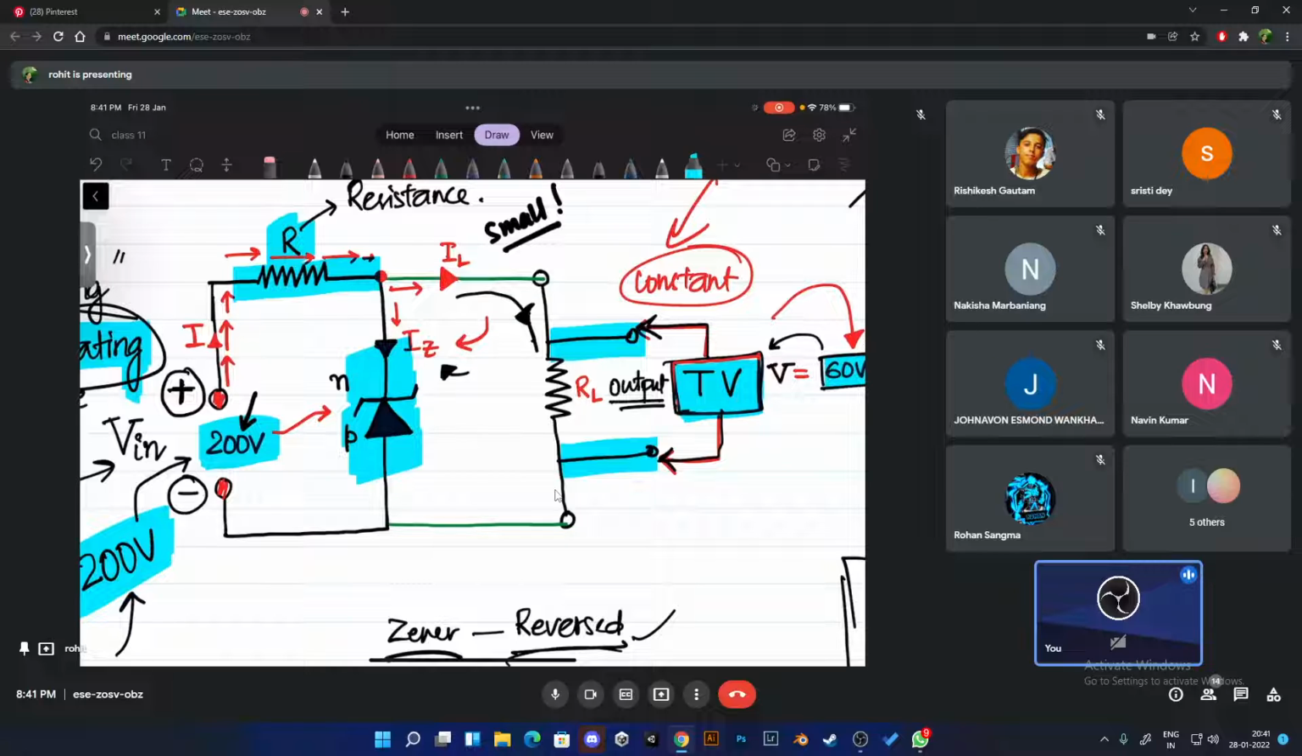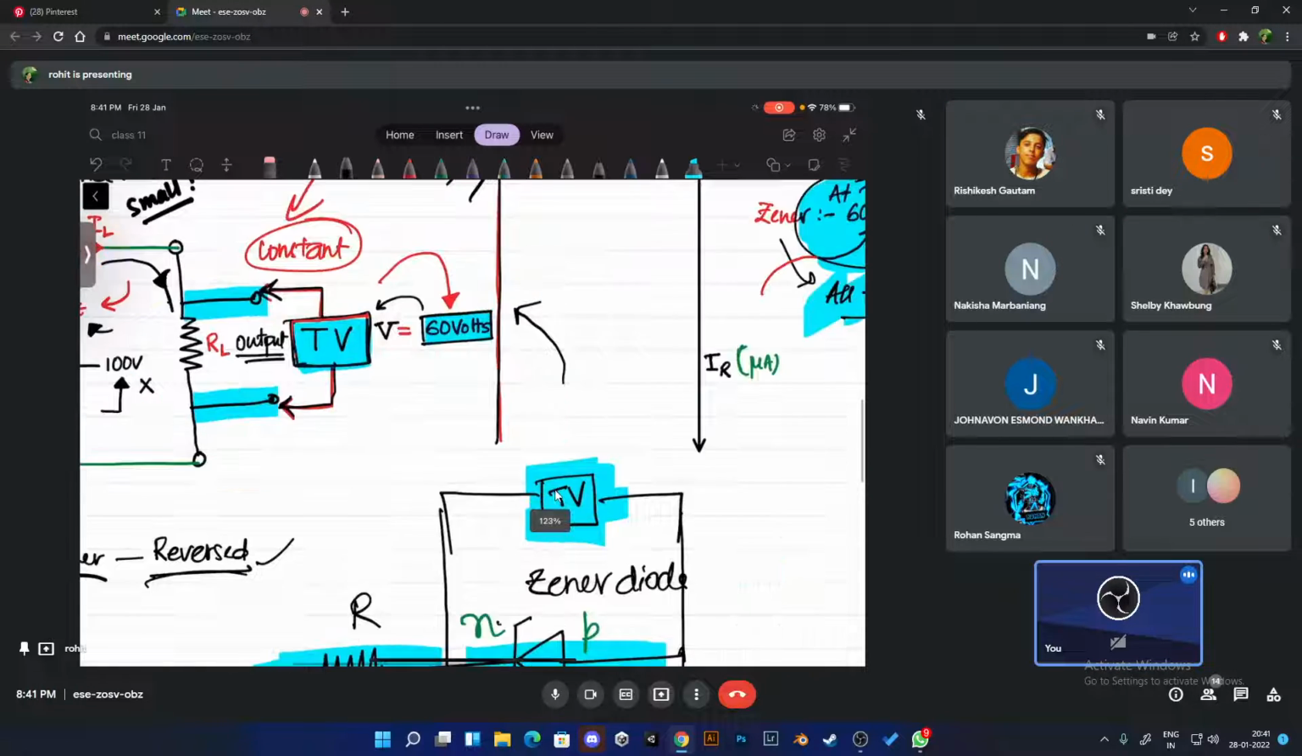Zener diode. Let me give an example. If 100 volts goes here, how many volts will go here out of that 200? 100, right? But I told you earlier also, does this 100 volts have any meaning for the zener diode, or does it not take that 100 volts? It does not take. It cannot take 100 volts.